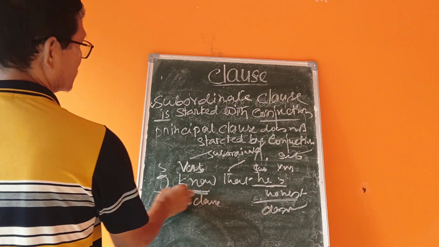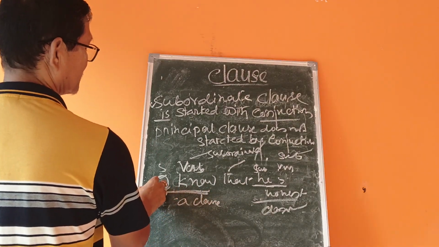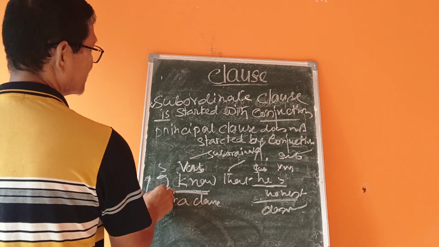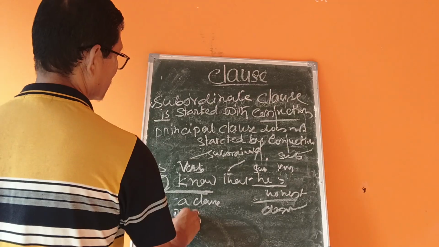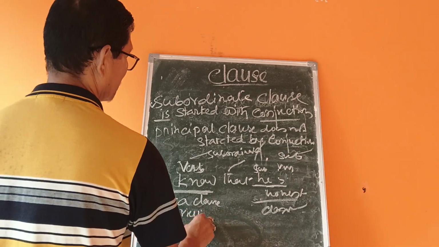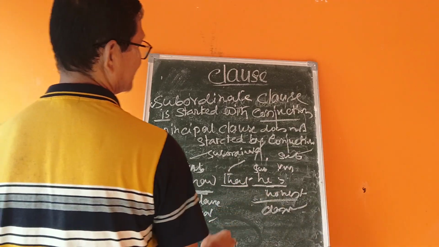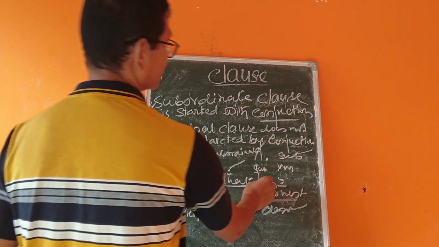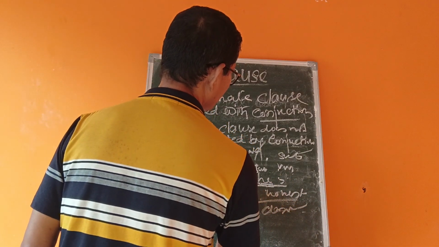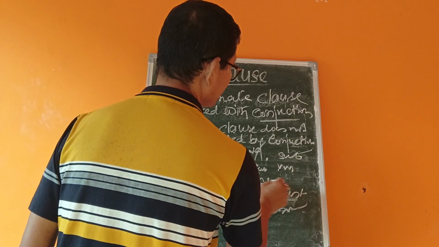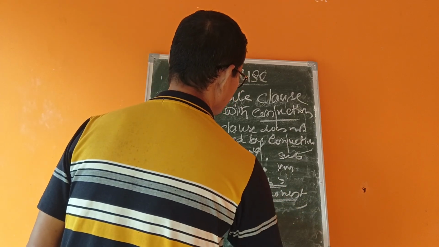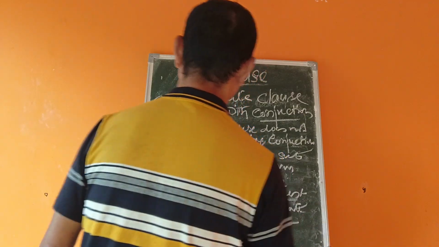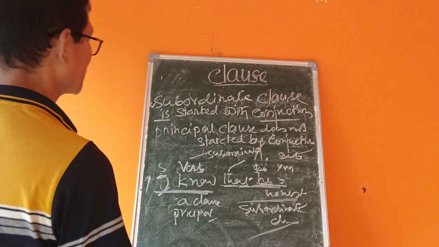I know is one clause. It is not started by a conjunction, is it? It is started directly by the subject. There is no conjunction, so it is considered a principal clause. And that is a conjunction. He is honest is a clause started by the conjunction that, so it is called a subordinate clause. Clear?